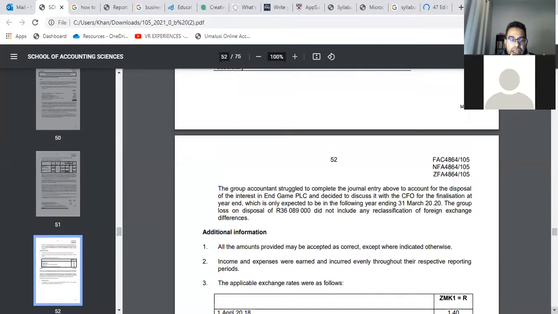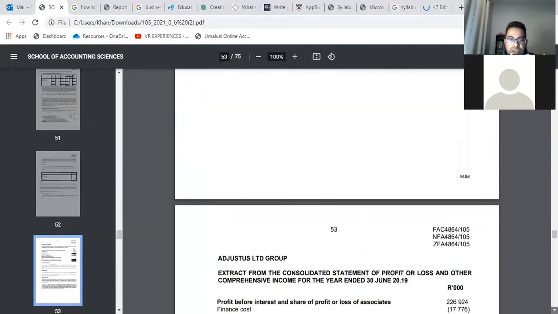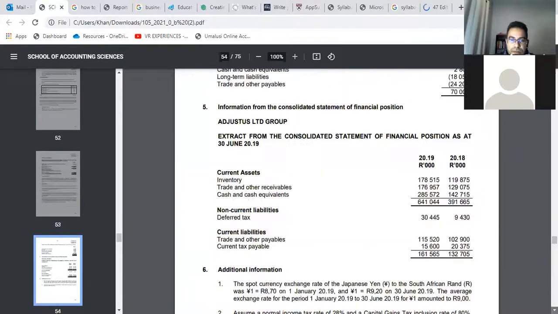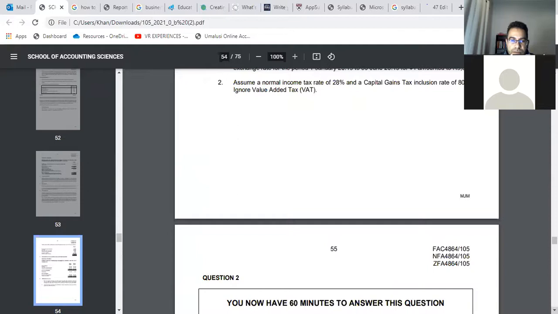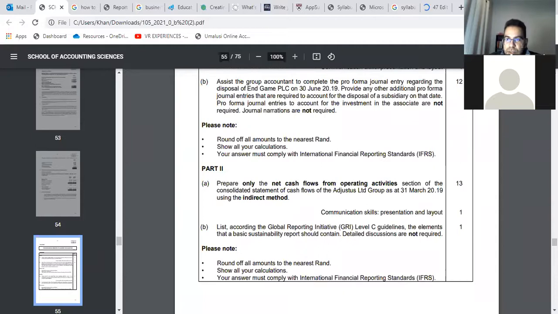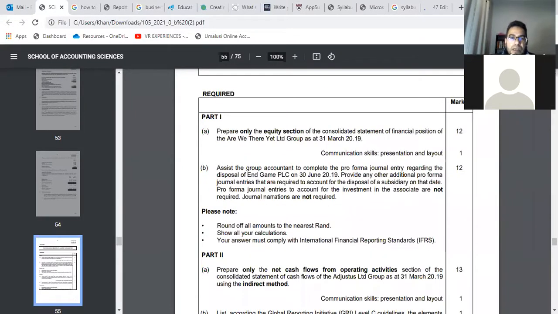So we're going to go to the required. I'm going to show you the required. Part 2 is basically cash flows. So part 1: prepare only the equity section of the consolidated statement of financial position of the Are We There Yet group as at 31 March 2019. That is what we're going to deal with.